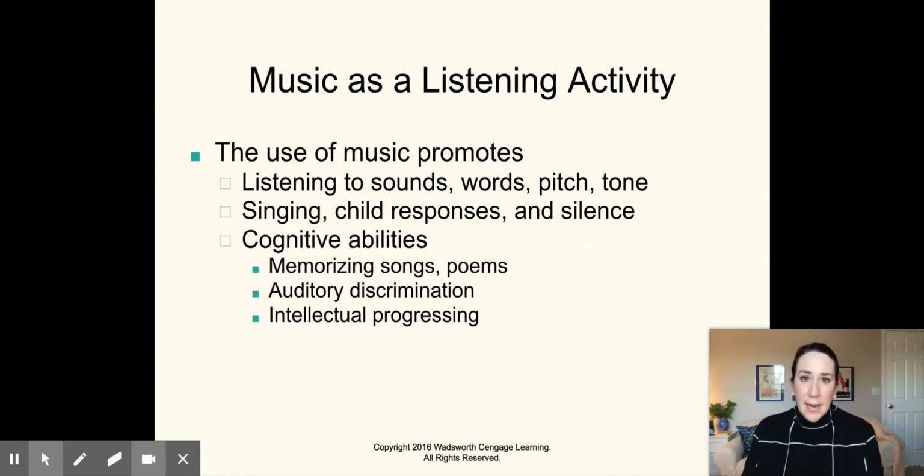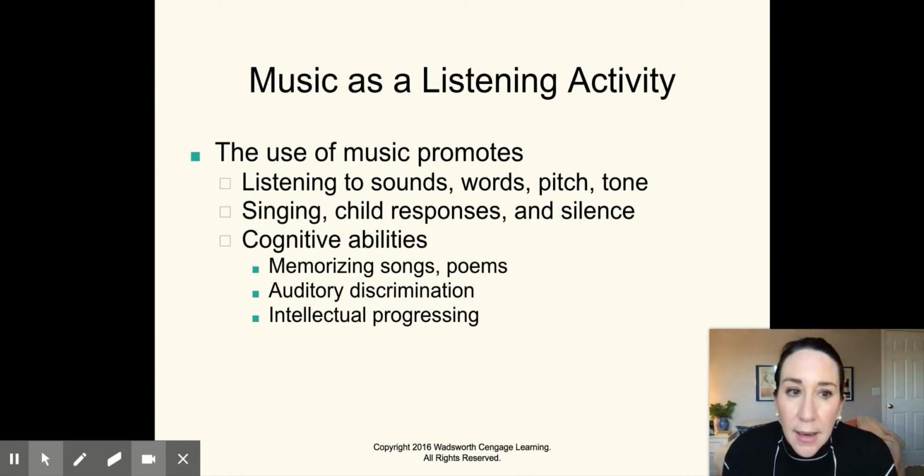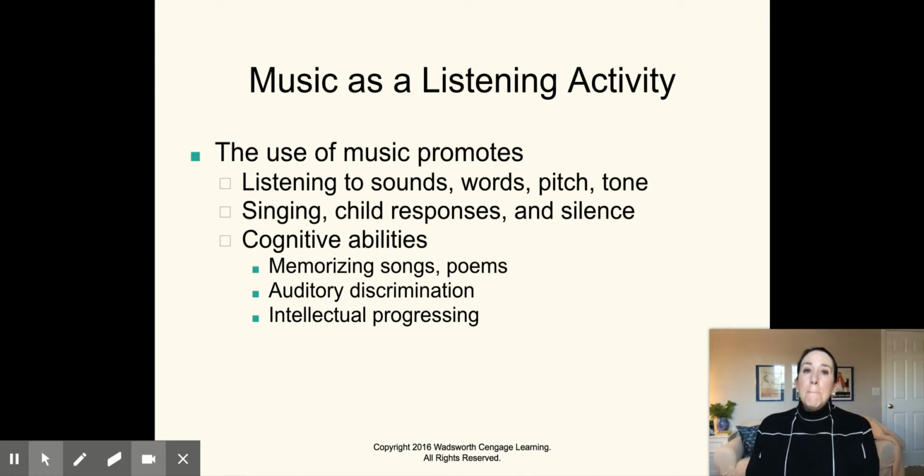Music as a listening activity. Again, there's never enough music. Music promotes listening to sounds, words, pitch, tone. Singing uses your physical mouth, tongue, teeth, your jaw, cognitive abilities, memorizing songs, poems. There's so much involved with listening to music and talking about music and singing. You've got to do it.